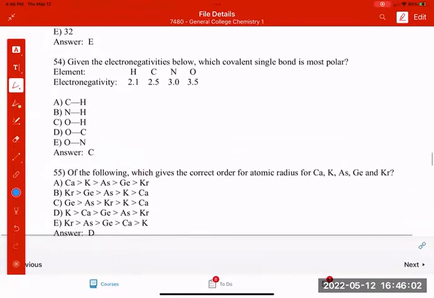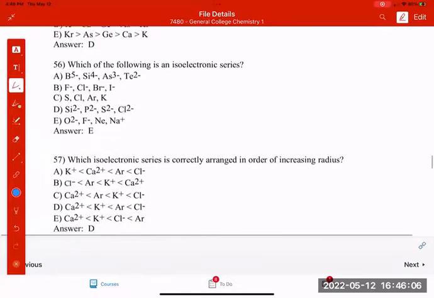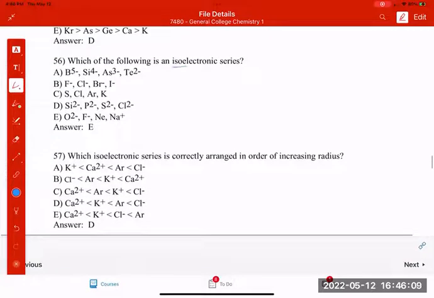The phosphate ions, this one you guys can do, these are simple. Which of the following isoelectronic, what do you mean by isoelectronic? What is isoelectronic, guys?